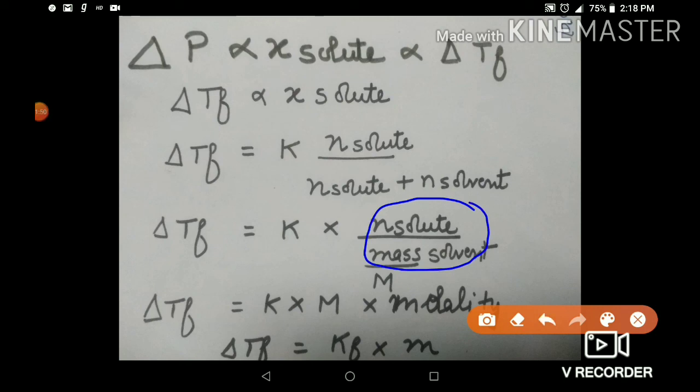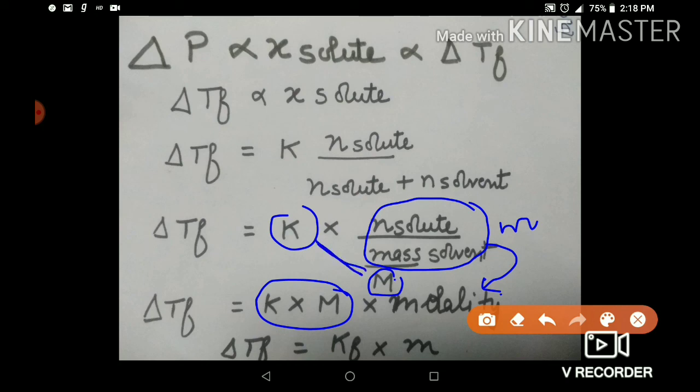So do you remember what it is? It is molality. So instead of this I write molality. Number of moles of solute divided by mass of solvent is molality. This mass and this K are constants, so these two become constant as Kf, and this whole N over mass is written as molality.